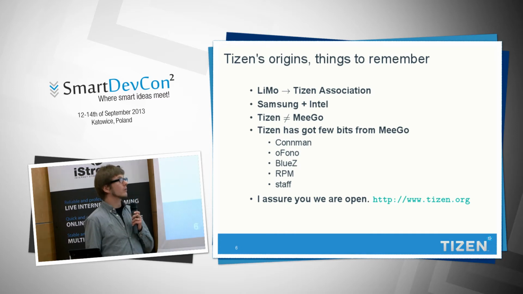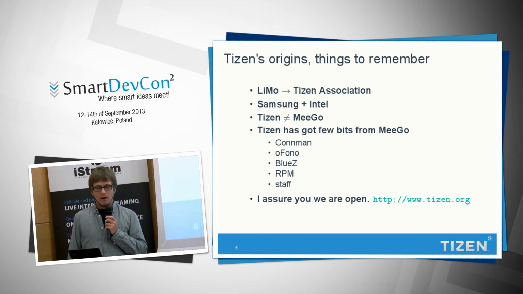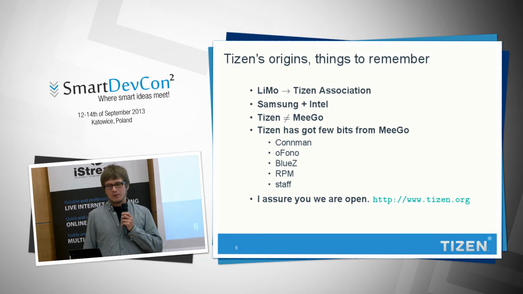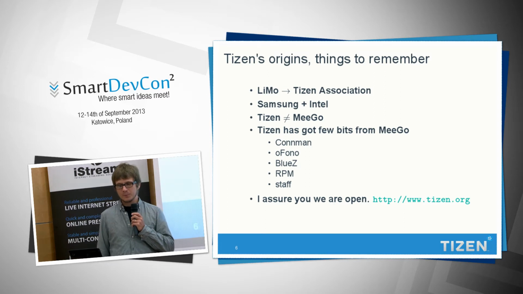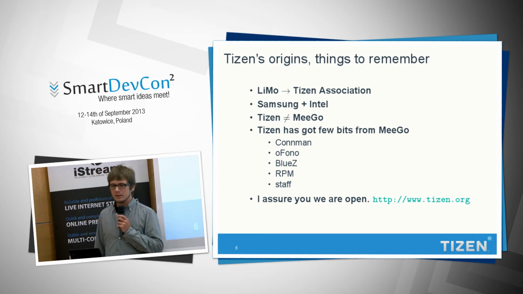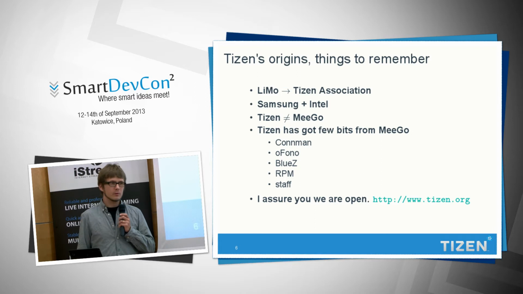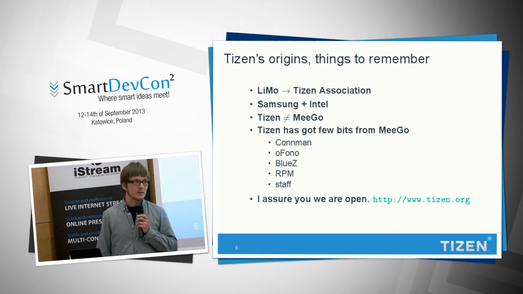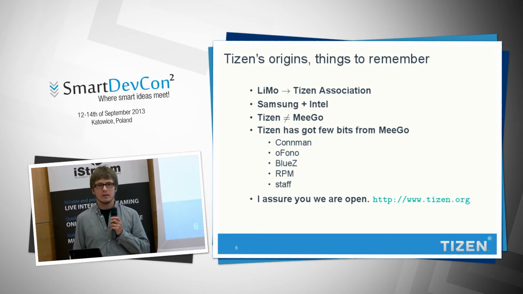Things I would like you to remember about Tizen history is that Tizen Association continues efforts of Limo Foundation. Samsung and Intel at the moment are the main contributors to Tizen. Tizen is not MeeGo. This is a very common misconception. Although Intel brought some useful bits from MeeGo to Tizen, which are Connman, oFono, BlueZ, RPM, and of course lots of people who worked on MeeGo and now work on Tizen. They are very helpful. I must say I work with them and they help a lot.